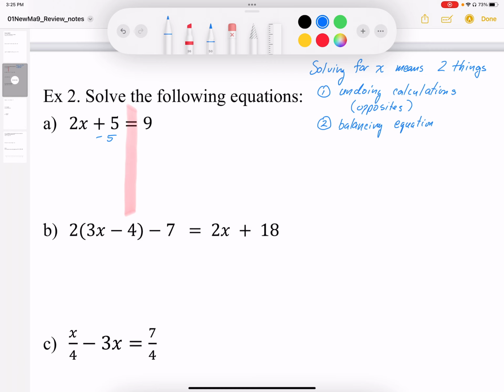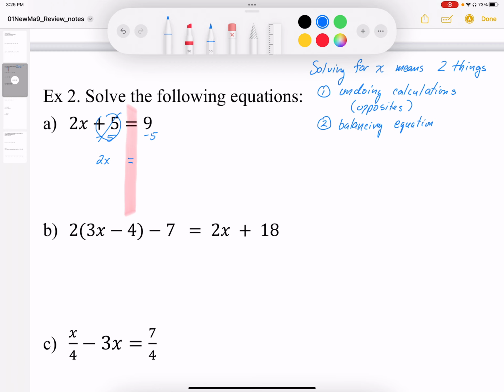So I'm going to minus 5 on one side. I need to balance, which means minus 5 on the other side. Then I need to make sure I account for everything. So on the left-hand side, I'm going to have 2x plus 5 minus 5. I'm going to do my calculations vertically. That's going to be 0, so these cancel out. So I'm just left with 2x on the left side.